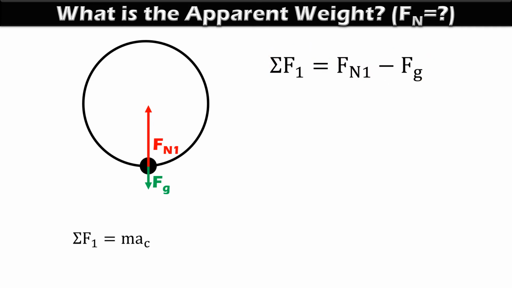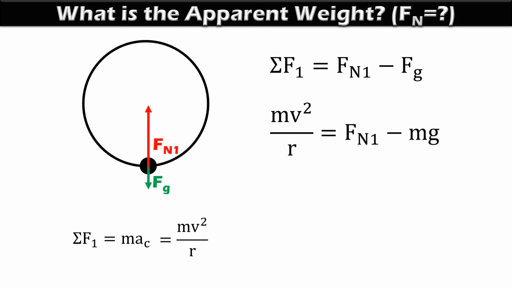Now the net force is equal to ma. That's Newton's second law. And the acceleration we're talking about is the centripetal acceleration, v squared over r. So the net force is equal to mv squared over r. That's Newton's second law in terms of circular motion. This stays the same, and Fg is equal to mg.